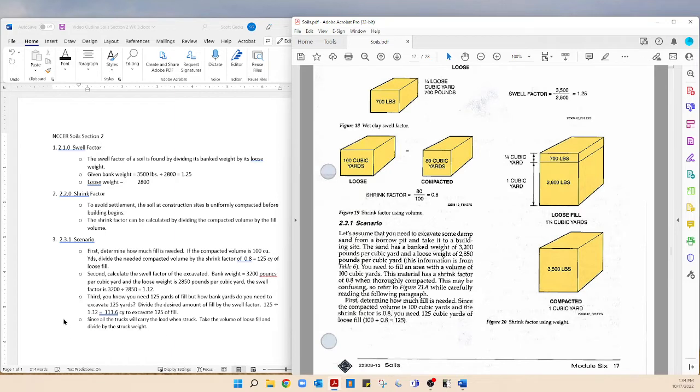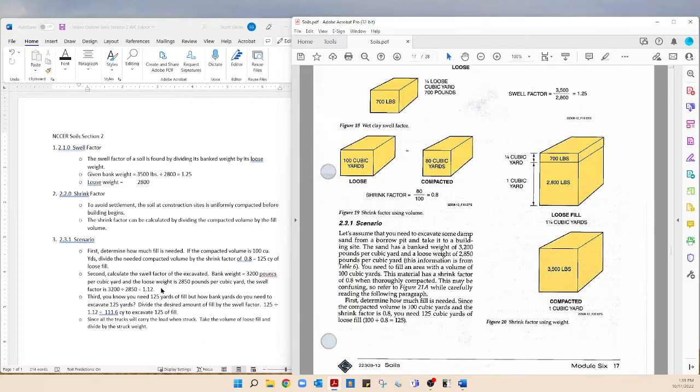But roughly, if you look over here in this scenario, what it's going to tell you is first determine how much fill is needed. If the compacted volume is 100 cubic yards, divide the needed compacted volume by the shrink factor of 0.8. And then you will know you need 125 cubic yards of loose fill. The second thing is to calculate the swell factor. You're going to need it later. The excavated bank weight is 3,200 per cubic yard, and the loose weight is 2,850. And you divide that, and here you go.